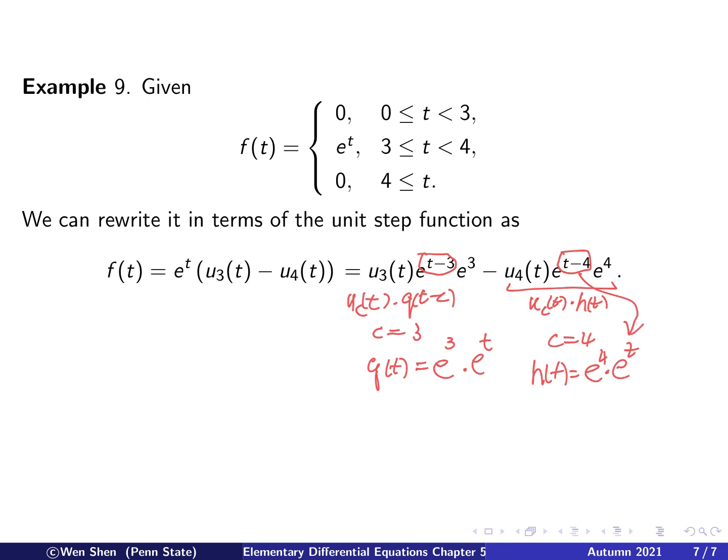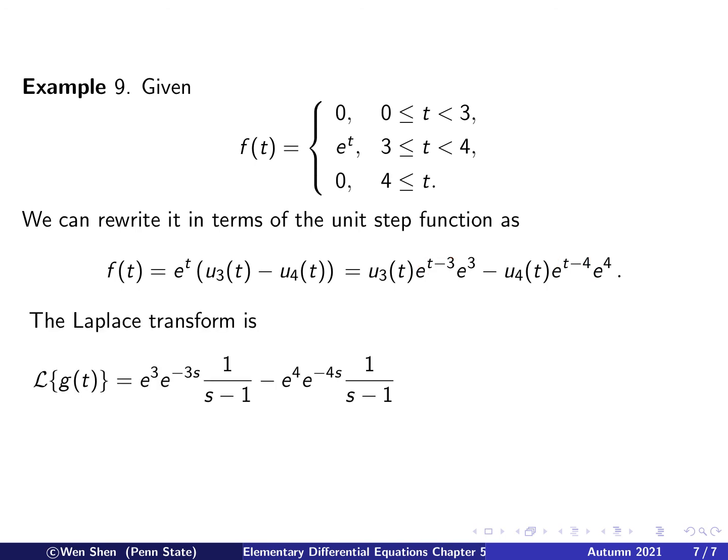Okay, so with these written, then you just simply apply the shift theorem and take the Laplace transform, the second shift theorem. Okay, so that's what we do. So applying the second shift theorem, so here u_3, the shift, gives you the exponential term here. e to the 3 is a constant, and then e to the t, the transform is 1 over s minus 1. Okay. And then the second term is the same, and the shift here gives you e to the negative 4s, and then we have e to the 4, and then e to the t, the transform is 1 over s minus 1.